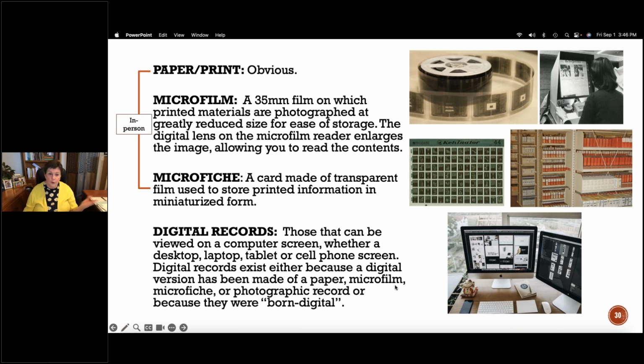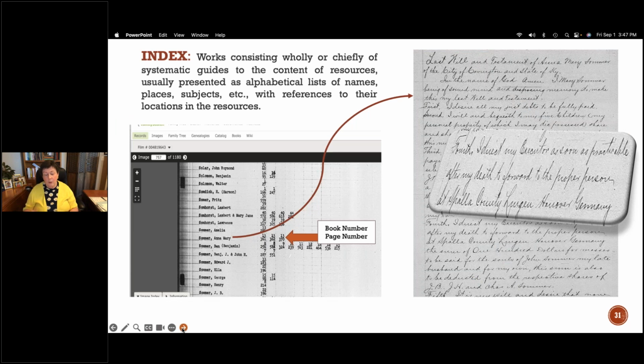Digital records are, of course, those that you can view on a computer screen. Now, a digital record exists either because a digital version has been made of a paper, microfilm, microfiche, or photographic record, or because it was born digital. I'd love to say born digital, but as a practical matter, most of the records which genealogists are looking for predate the digital age, though there may be some that are born digital. Another very important word that you need to know is index.